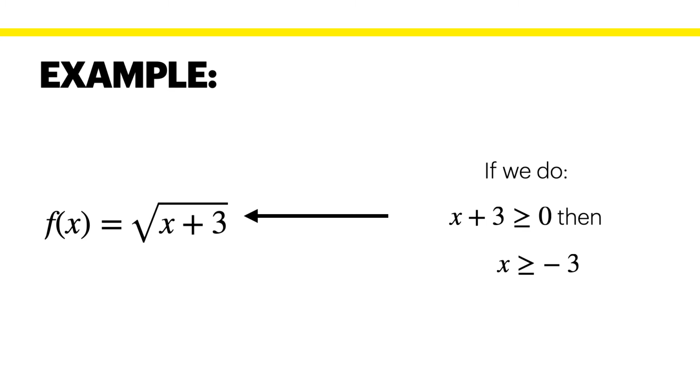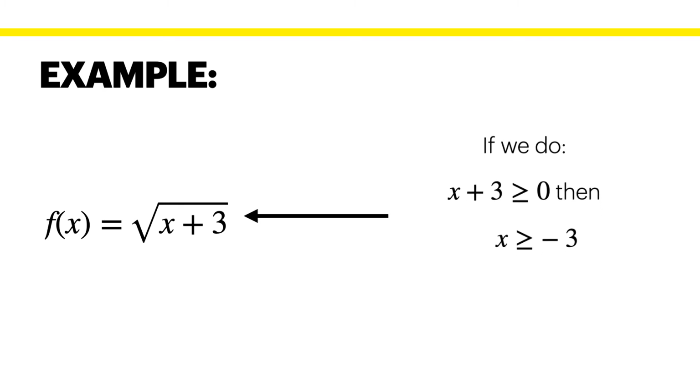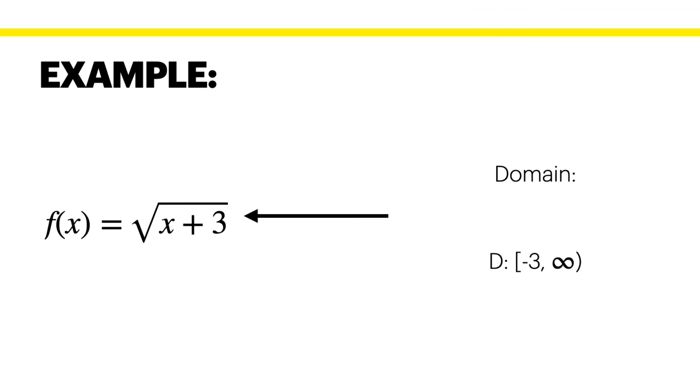Like for example, if your x is negative 4, then obviously you're going to end up getting the square root of negative 1, which is an imaginary number, and it's not acceptable in this form. So in conclusion, this is the domain.